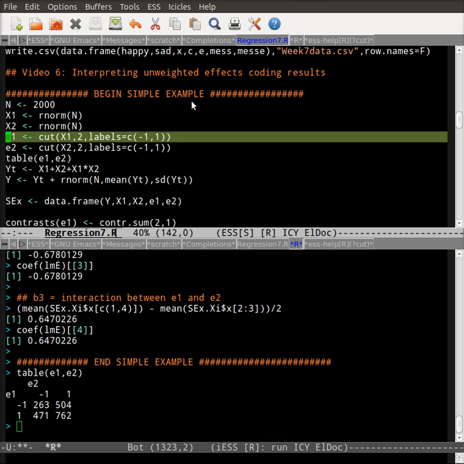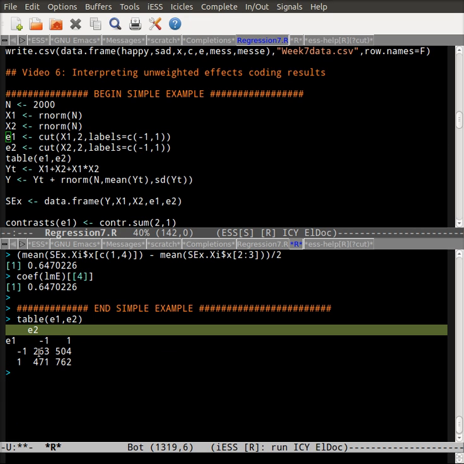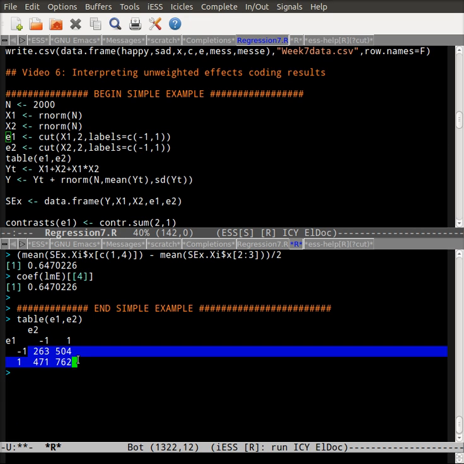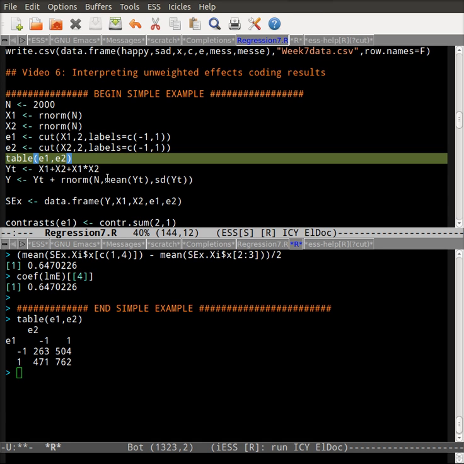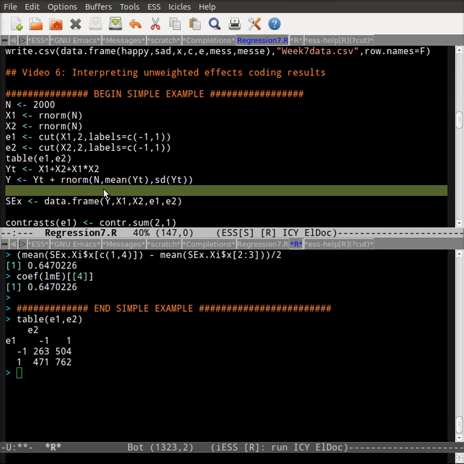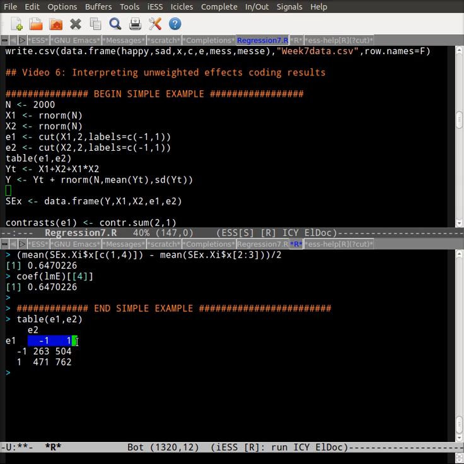I create two variables that are related to my y variable, my dependent or criterion variable, and I take these two variables and I cut them. I do a bivariate median split, and that median split produces roughly the same cell counts. It's not exact. It's about 250, 500, 750. That's just what happens. So what I have though is I have two predictors that are both effects coding. So you can see that there's -1 and 1 for E1 and for E2.